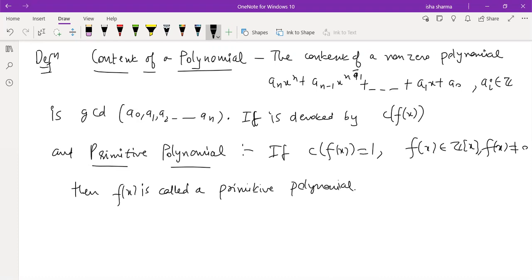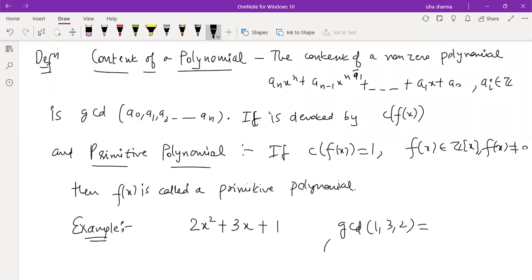Yes. So can you give an example of a primitive polynomial? You just give me an example whose coefficients are co-prime. 2x square plus 3x plus 1. What are the coefficients? 1, 3 and 2. What is the GCD of these coefficients? What is the greatest common divisor?